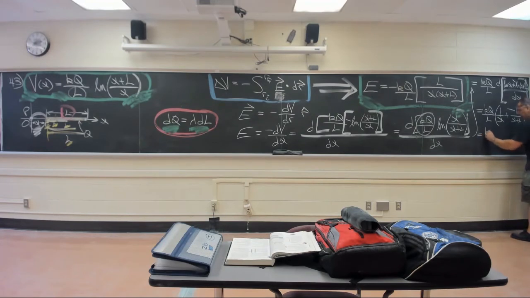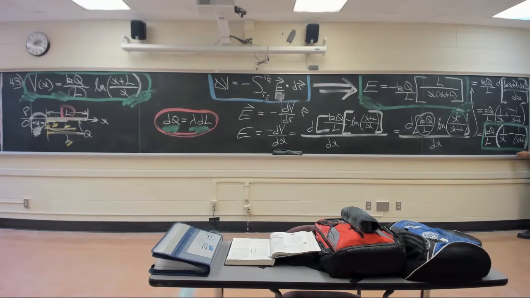What are we looking at, ladies and gentlemen? kq over L, 1 over x minus 1 over x plus L. True. Well, what is that? We've already seen this. It should look familiar. I know I had a lambda there. When you saw me do it, the capital Q over the capital L was lambda. It was K lambda.